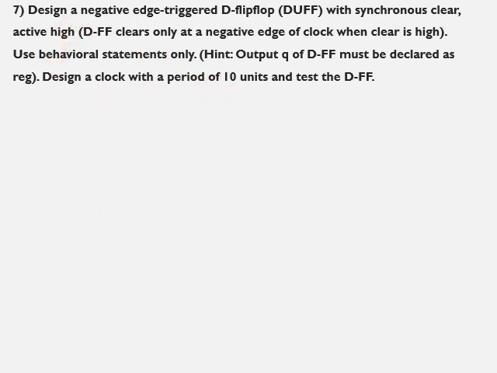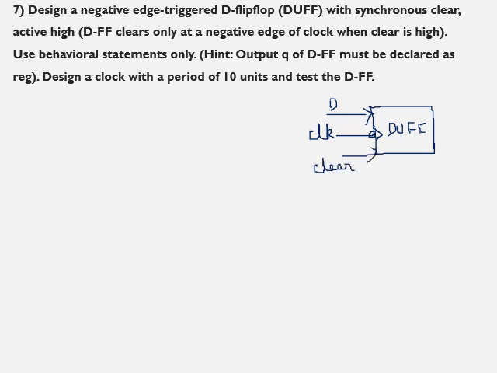Okay, so we'll proceed to write the program. Before that, we'll write the block diagram for this. The module name is DUFF. Inputs are D and the negative edge triggered clock, which I will take as CLK. Then clear is CLEAR. Output is Q. Okay, so I'll proceed to write the program.